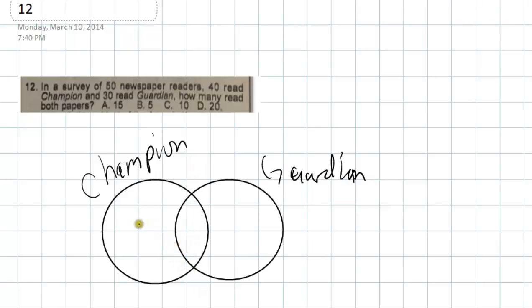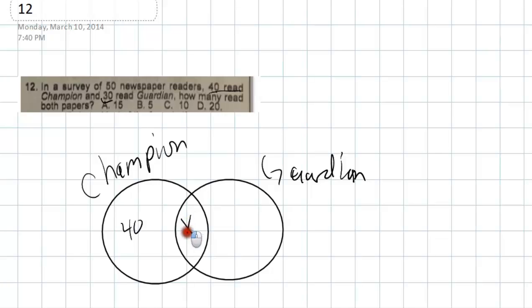And so some people might be tempted to say, well, here's 40 and here's 30, and do some weird mental math, and say, oh, there's a difference of 10, and so they want to answer 10, but that's not right, okay? Don't do that. What you want to do is draw this first, and then, let me make sure I'm labeling them right, 40 read Champion, okay? So here's 40 out here, sort of.